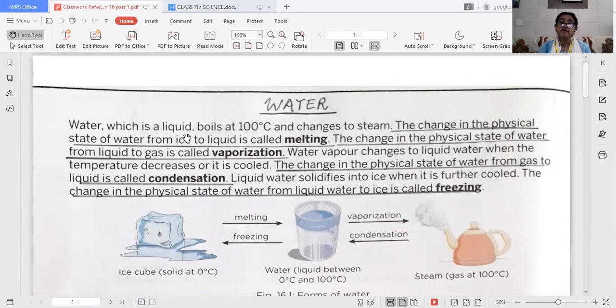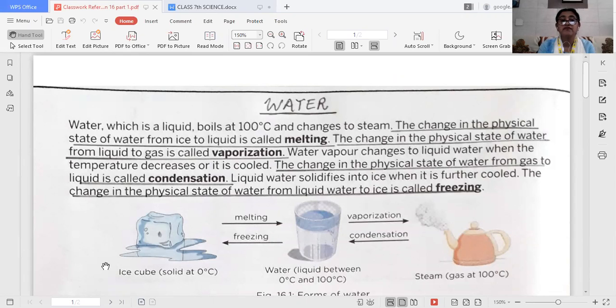Now, these three forms of water are interchangeable, means they can change. Like the solid, as you can see here, the solid can change into liquid, liquid can change into gas. And then again, it can condense and change into liquid and then freeze and change into solid. So water is a liquid which boils at 100 degrees and it changes into steam. What is steam? That is the gaseous part.